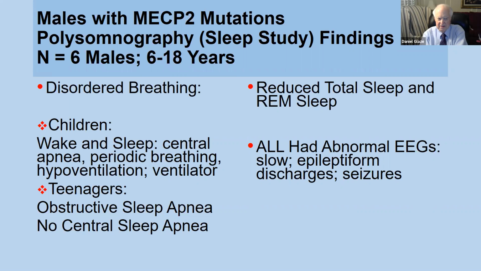In contrast, the older individuals, the teenagers, the boys with MECP2 mutations, experience obstructive sleep apnea and not central sleep apnea. Like the males with duplication syndrome, all of them had reduced total sleep time, reduced amounts of REM sleep, and all of them had abnormal EEGs. Many of them had discharges associated with seizures, and some of them we actually recorded seizures. So these are the typical findings from doing overnight sleep studies in males with MECP2 mutations.